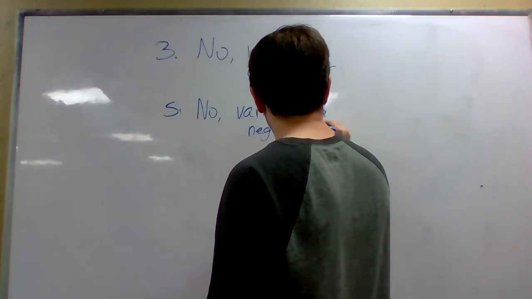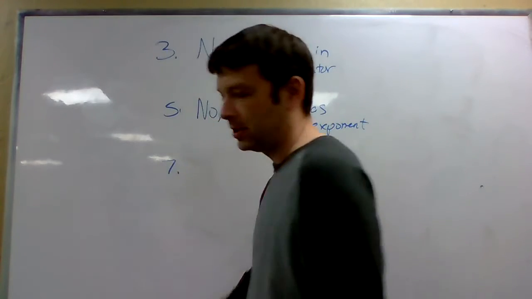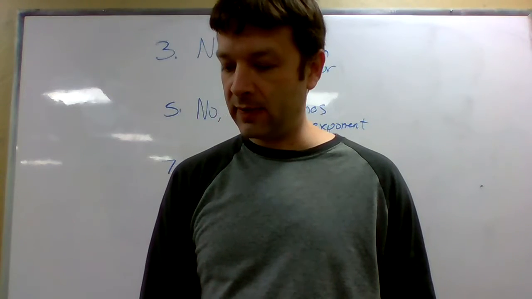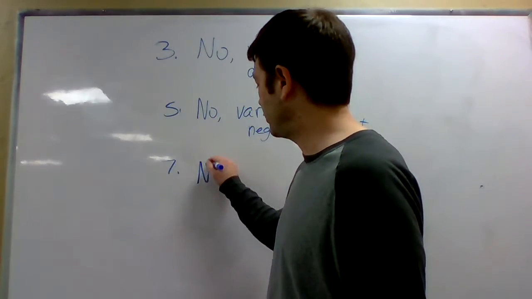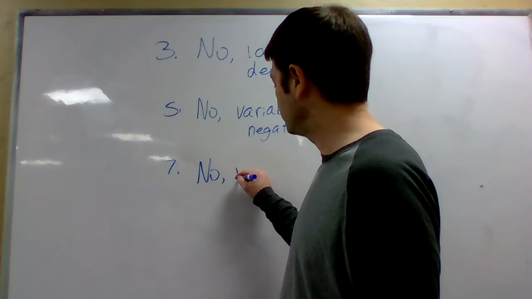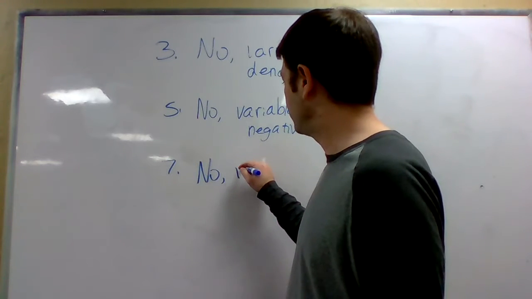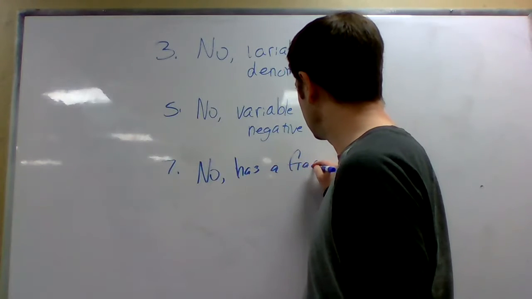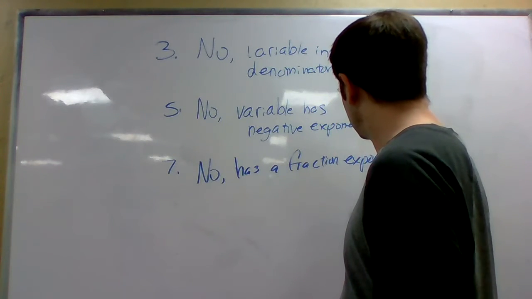Negative exponent. That's the no-no. Okay, number 7. Does 7 have a problem? Yeah, it has a problem. It is not a polynomial because I was going to put no fraction exponents. It has a fraction exponent.